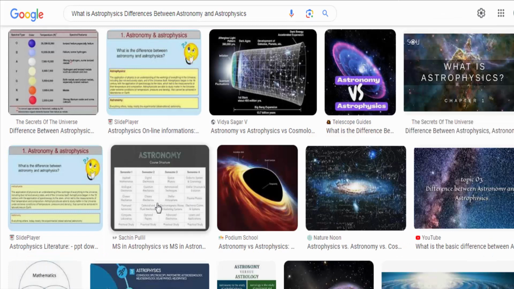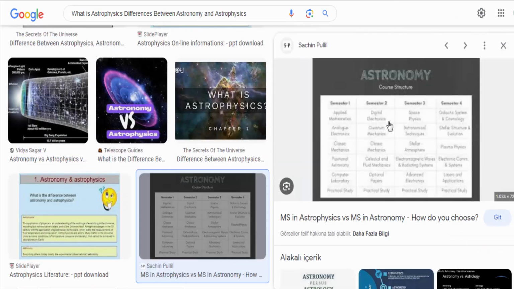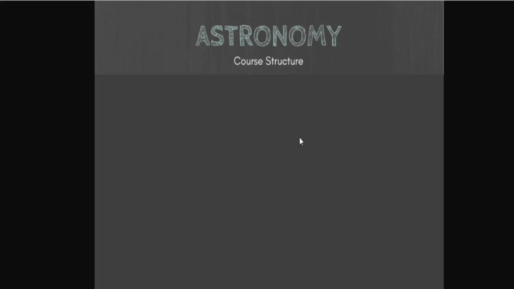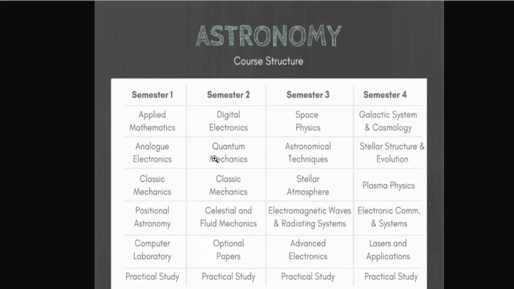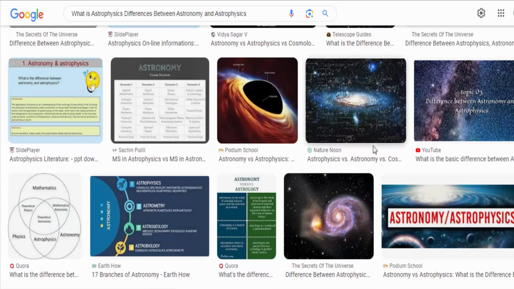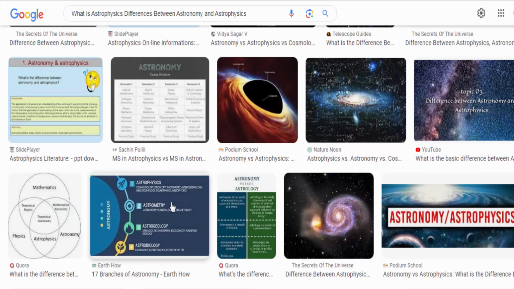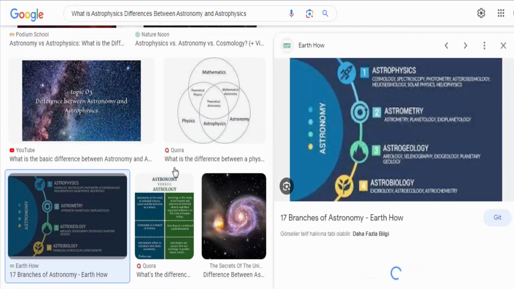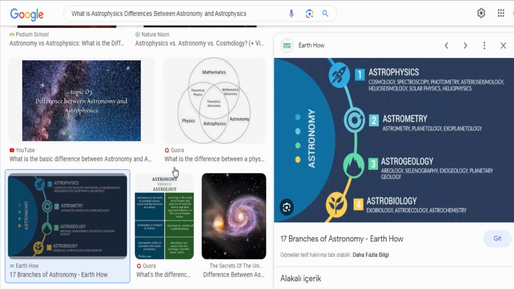Astrophysics, on the other hand, is a subfield of physics that uses the principles of physics to explain and understand the behavior, composition, and processes occurring in the universe. Astrophysics aims to uncover the physical laws governing the universe and to develop theoretical models and explanations for observed astronomical phenomena.